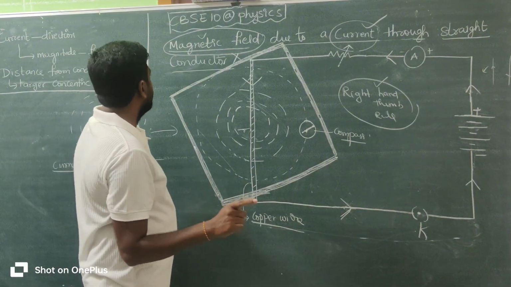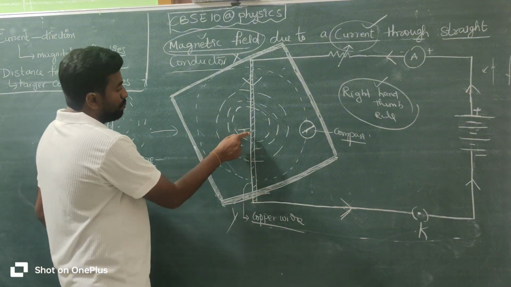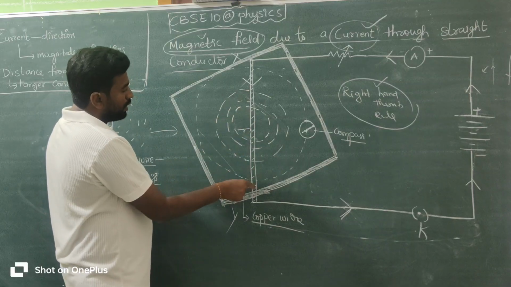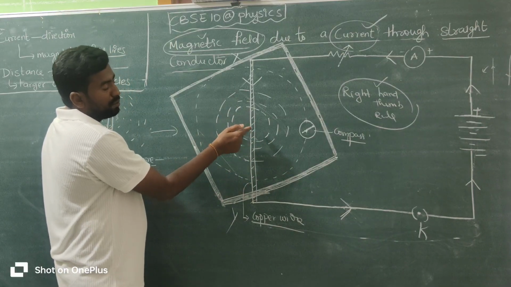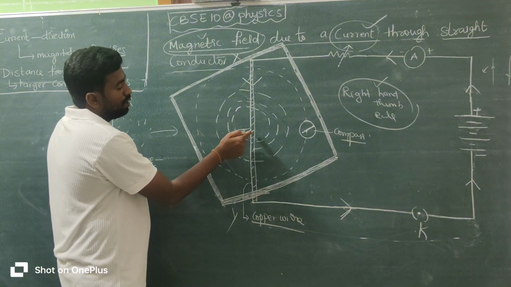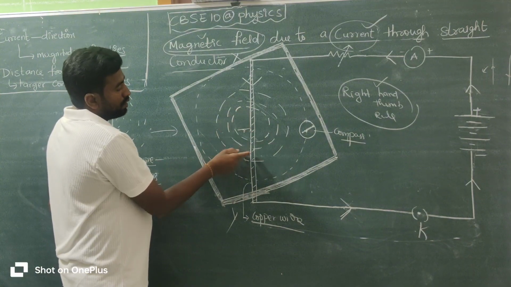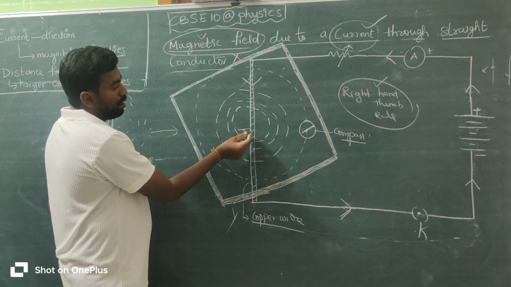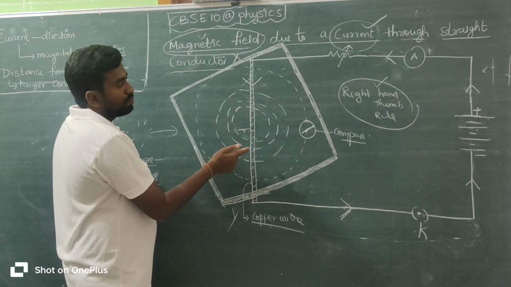And the third observation is, when you are moving away from this copper wire, the concentric circles become bigger and the magnetic field decreases. When you are coming closer to the copper wire, the concentric circles are small and very close, and the magnetic field is more.